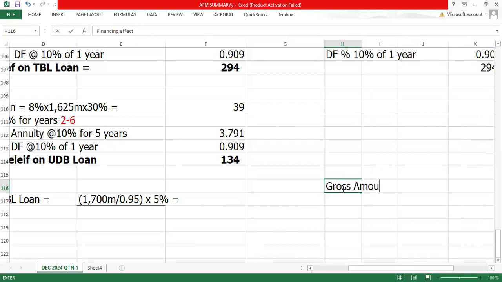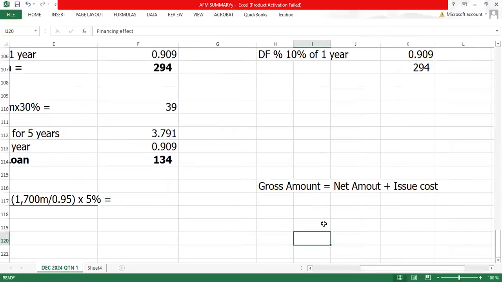the gross amount is simply the net amount plus what? Plus issue cost. That is how you get the gross amount. When I say gross up, some of you may not be understanding. Here we need the gross amount. So how do you get the gross amount?